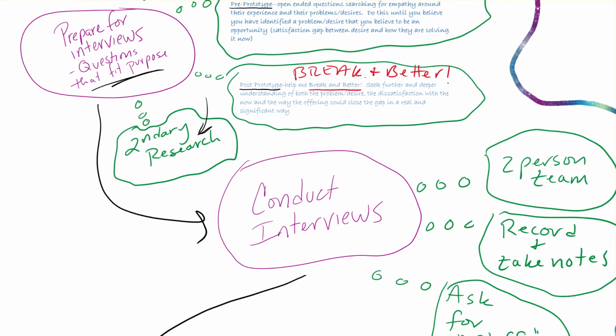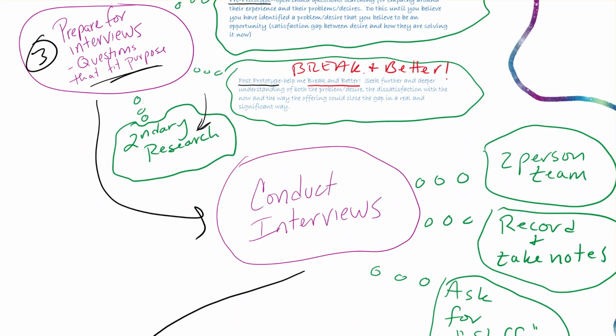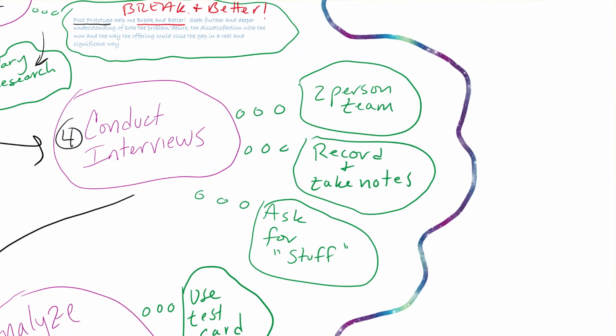Next, so that was step 3. Now you want to go and actually conduct the interviews, which is step 4. And here are a few things to think about. One is, as I've said before, I recommend 2-person teams so that one person can be asking the questions, and the other person can be keeping track of whether you're actually getting the information that you need. They can record and take notes while the other person concentrates on actually having the conversation with the interviewee.